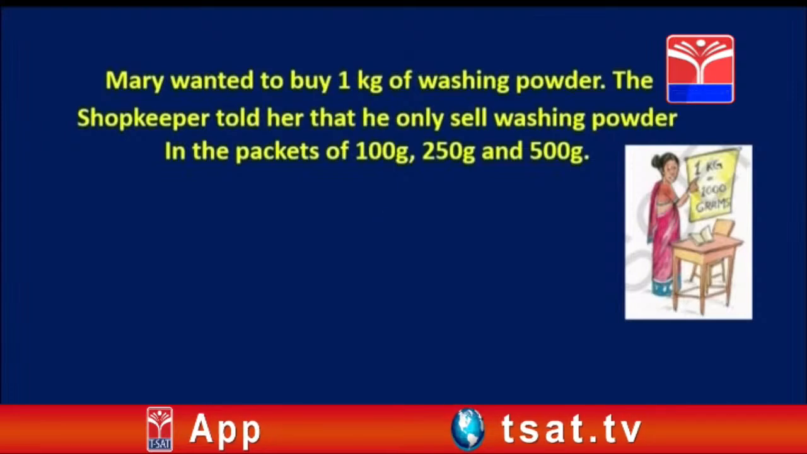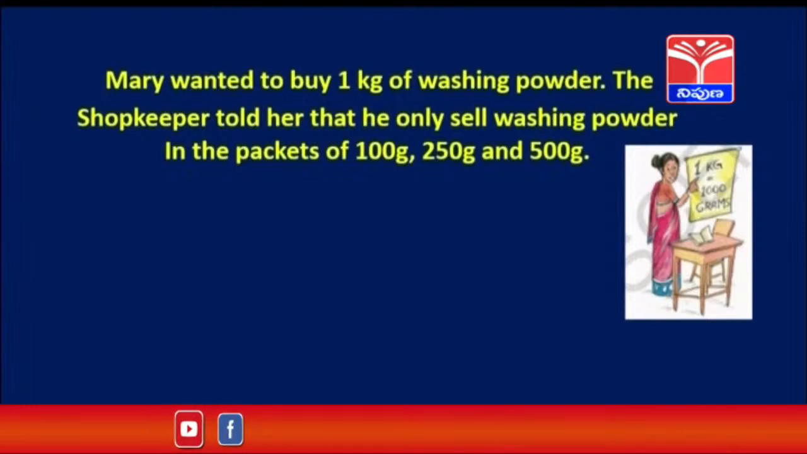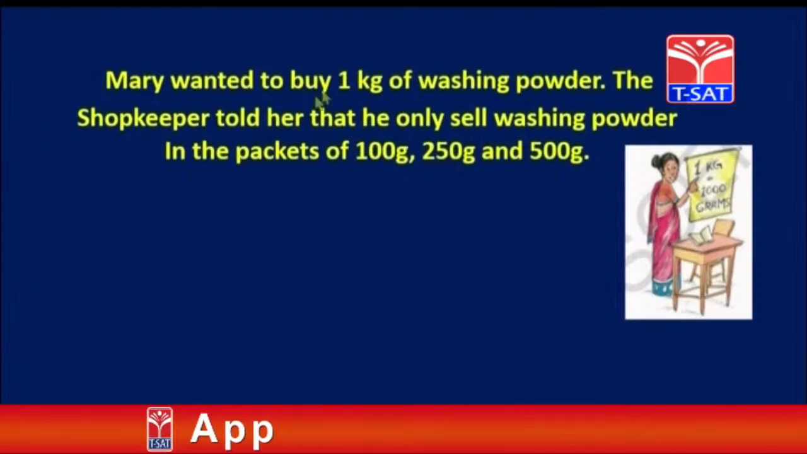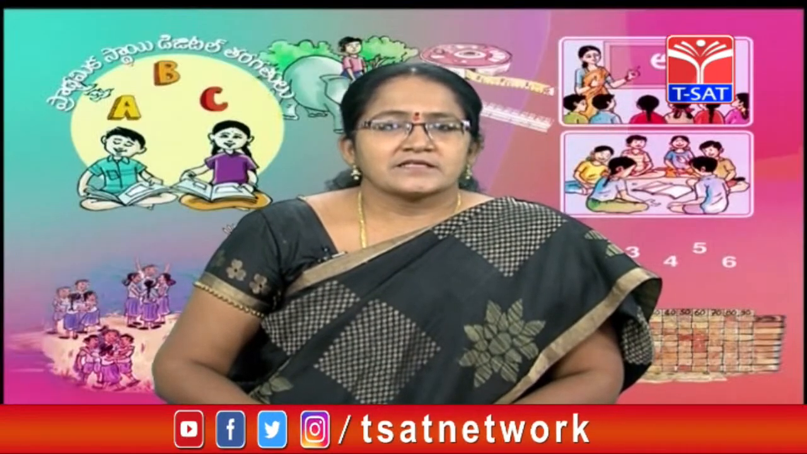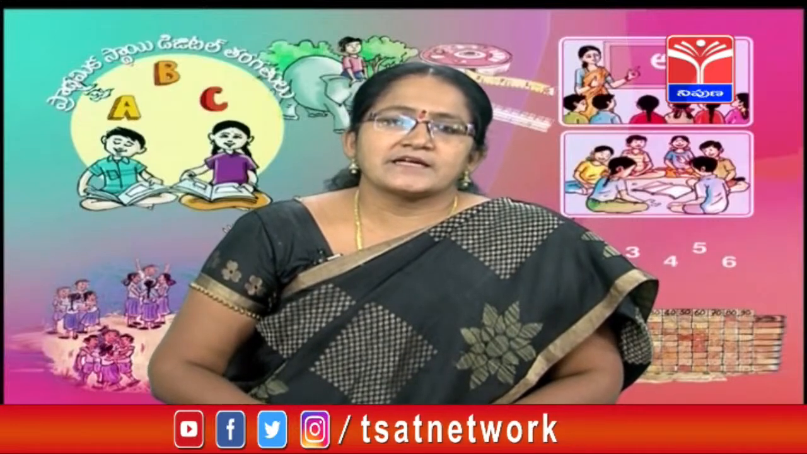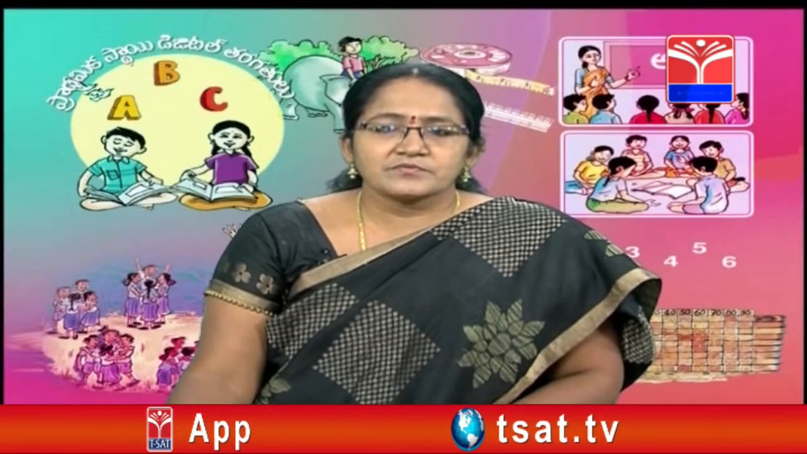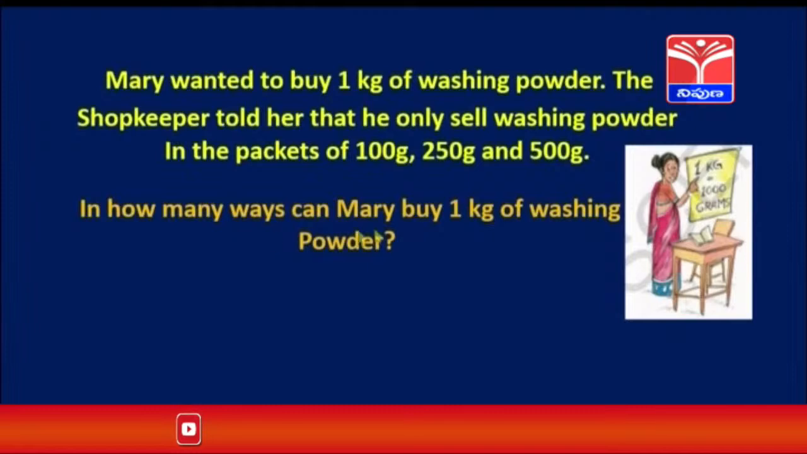Children, Mary, a small girl, wanted to buy 1 kilogram of washing powder. The shopkeeper told her that he only sells washing powder in packets of 100 grams, 250 grams and 500 grams. Children, you know that 1 kilogram is equal to 1000 grams, right? And Mary wanted to buy 1 kilogram of washing powder. But in that shop, there is no 1 kilogram packet. Instead, they have packets smaller than 1 kilo. Then, in how many ways can Mary buy 1 kilogram of washing powder? Let us see.